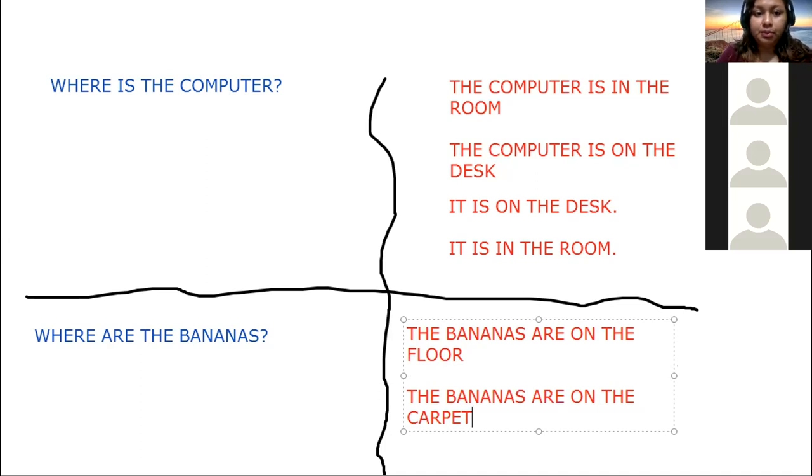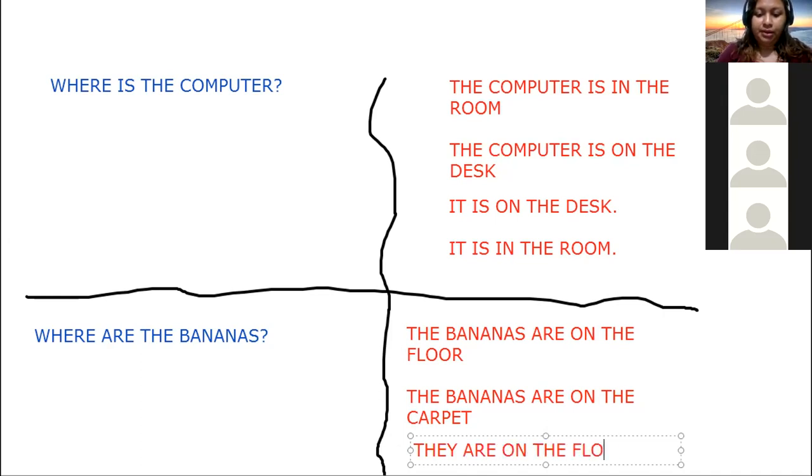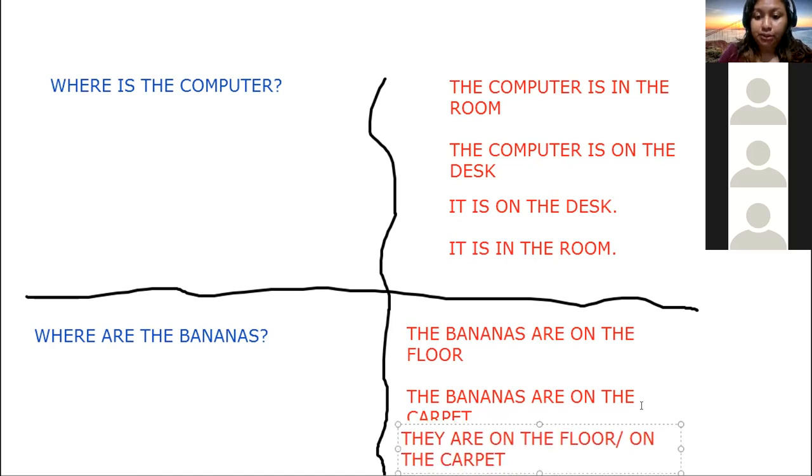What is the subject pronoun for the bananas? The plural form of it. They. It, they, right? They. So I can say they are on the floor, right? Or they are on the carpet. You see? But they, because the bananas is a plural noun. You see? Plural. Are we okay? Okay. Yes. Very good.